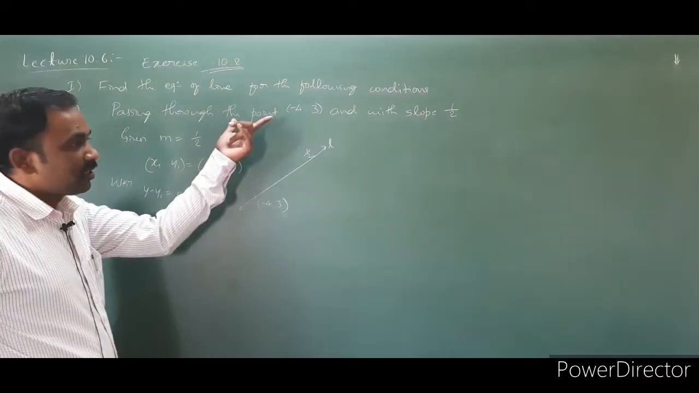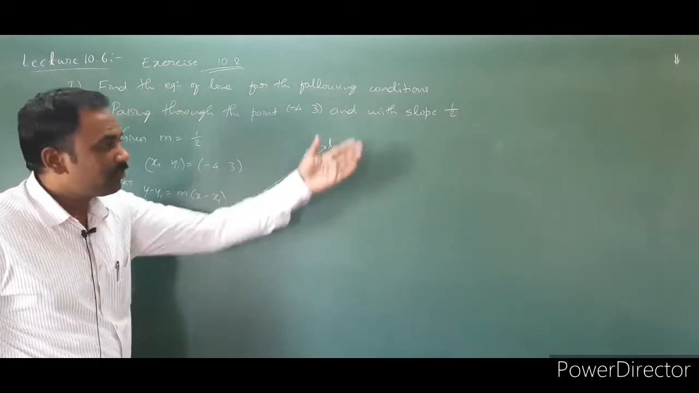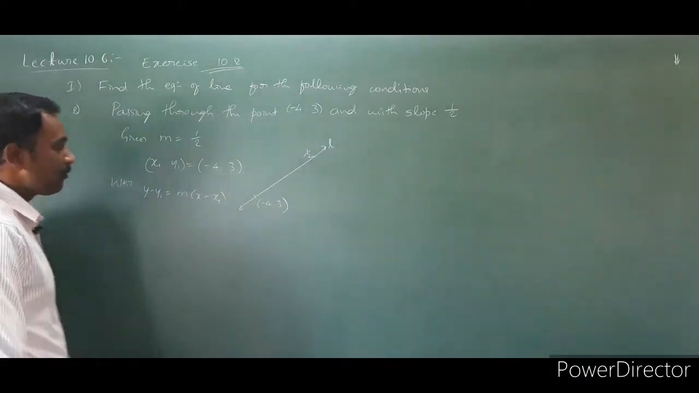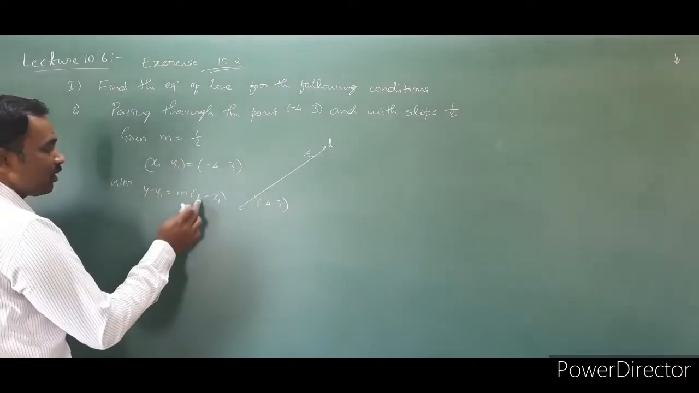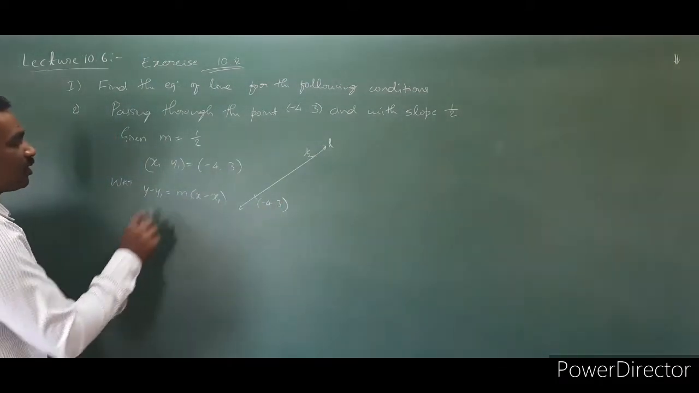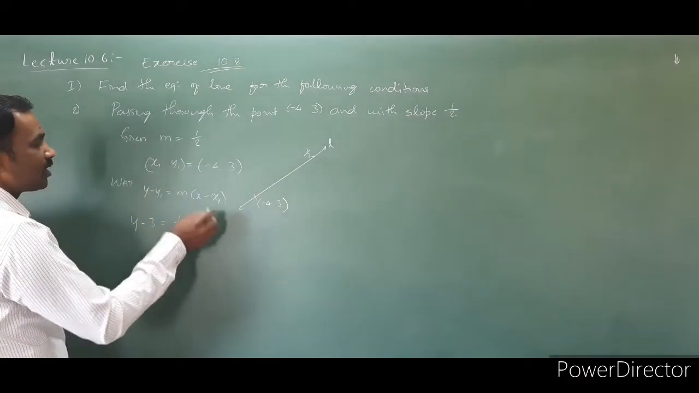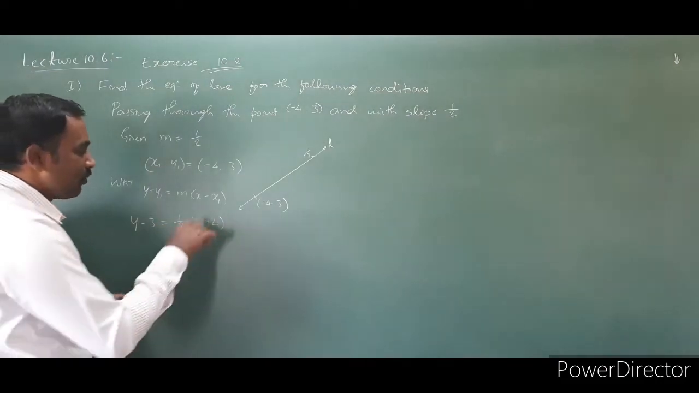Have you remembered? Have you got the meaning? How to analyze the problem? Of the standard conditions, we made 6 conditions. Out of the 6, which one is suitable here? Here x1, y1 is the fixed point, m is the slope, and x and y are any point on the line. Replace it and simplify. y minus y1 is y minus 3, m is 1 by 2, x minus x1 is x minus minus 4, that is x plus 4. While replacing, be very careful.